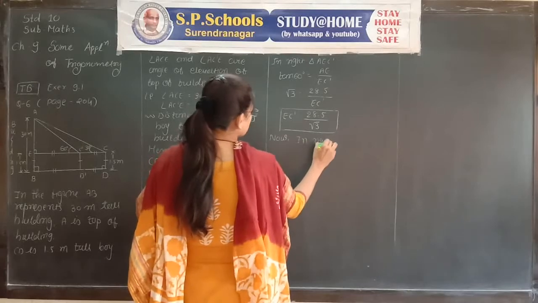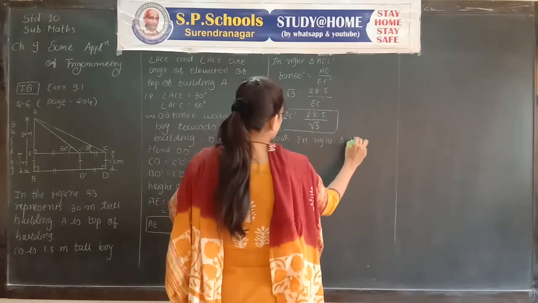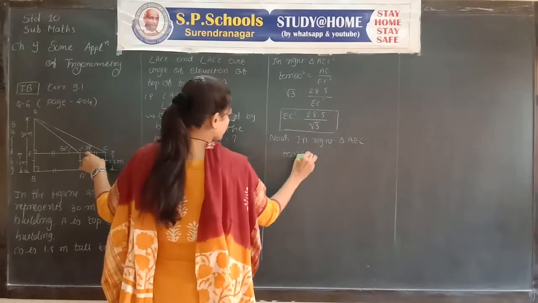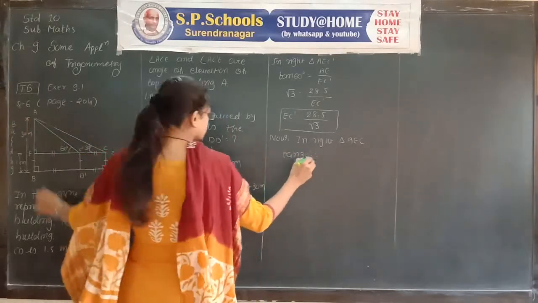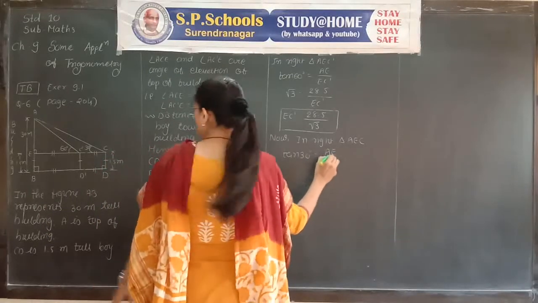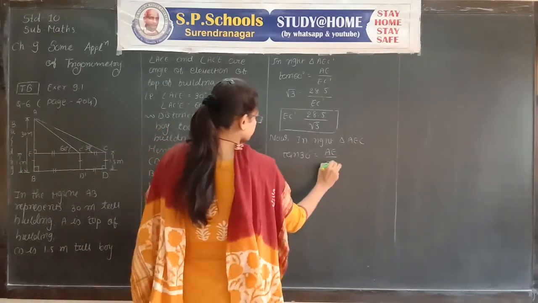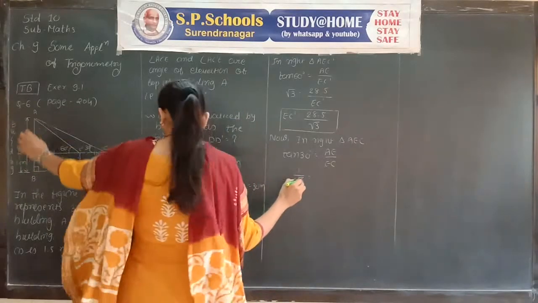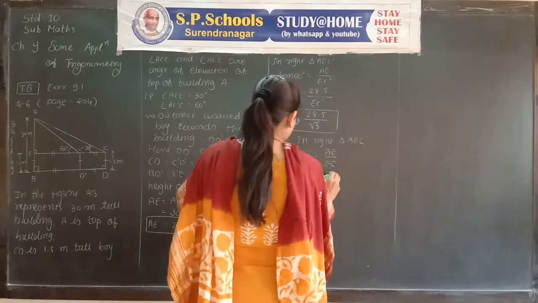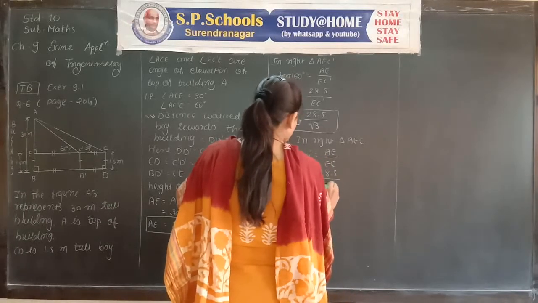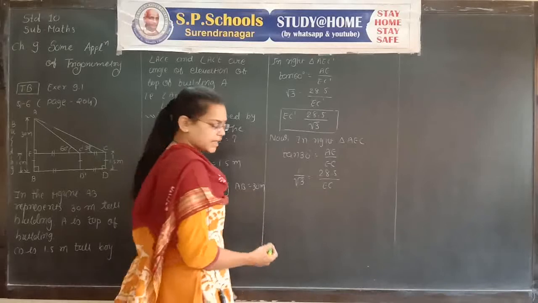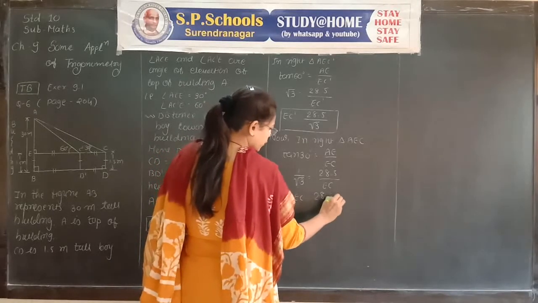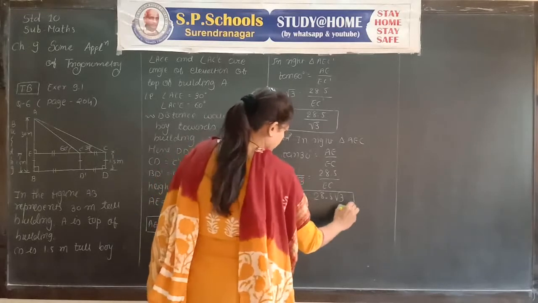Now in the same way, use another right triangle AEC. In right triangle AEC, use tan 30 equals its opposite AE upon adjacent EC, where tan 30 equals 1 upon root 3. AE equals again 28.5 and EC remains as it is. Now make EC the subject. EC equals 28.5 root 3. Okay.